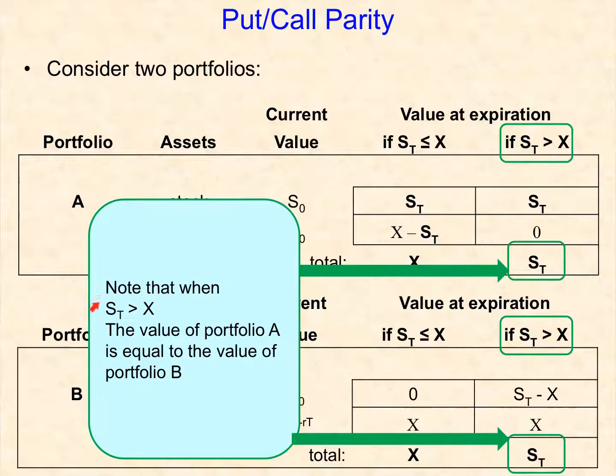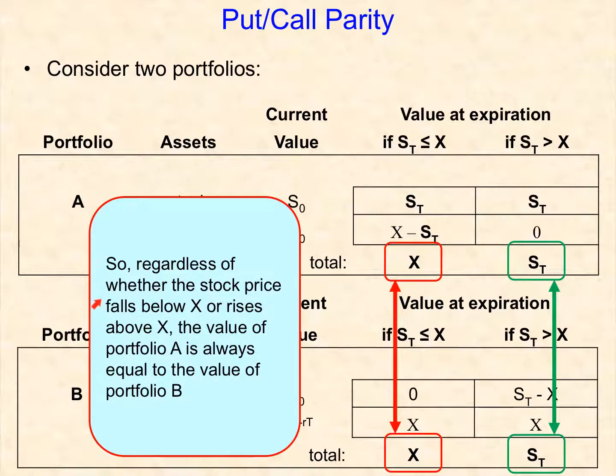Now we'll look at the scenario where the stock price rises above X. Again, we see that the value of portfolio A is equal to the value of portfolio B. So here we're in the right-hand column where the stock price is greater than the exercise price. Portfolio A is worth exactly S sub t dollars. Portfolio B is also worth exactly S sub t dollars. So they have identical values at maturity or expiration, regardless of what happens to the stock price.